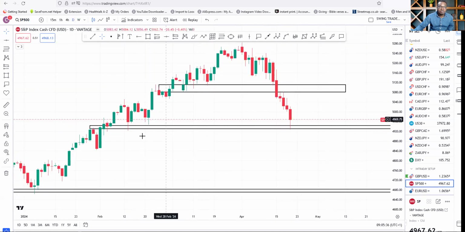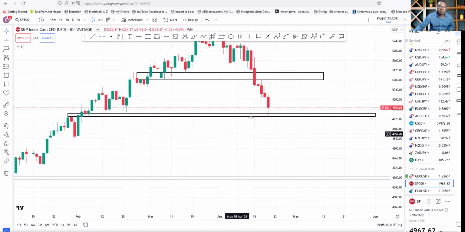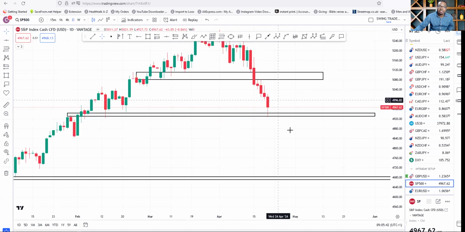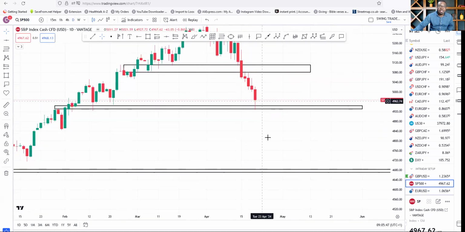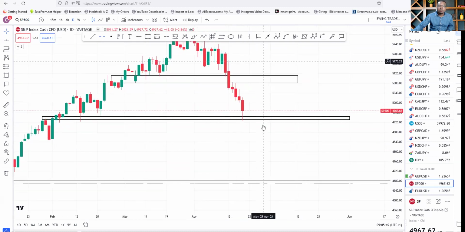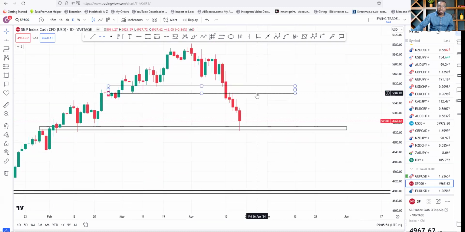And we have structure broken. You see that? That was the structure there. There's another structure here, and price just reacted to it and then closed bearish. Okay. So what we want to see now is two things. Either price will pay a visit back to this key level and drop, and we'll sell it.